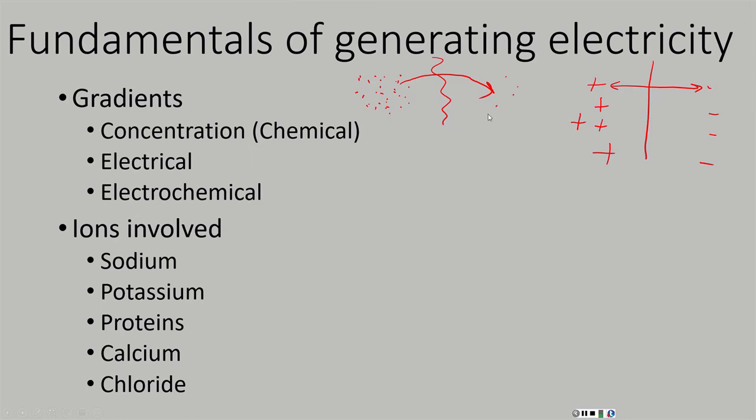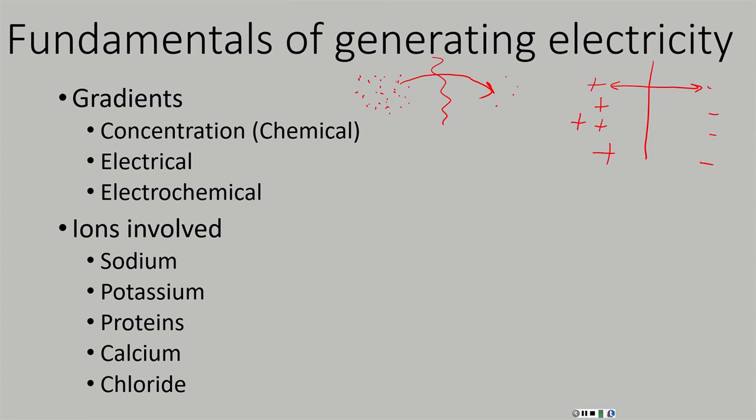And sometimes there is both. So what if these red dots had positive charges? Well, there's a concentration gradient moving this way, but there would also be an electrical gradient moving this way because there would be a lot more positives over here than there are over here. So sometimes the concentration gradient and the electrical gradient are the same. Sometimes they're opposite. We'll see what that means here in just a little bit when we draw our picture.